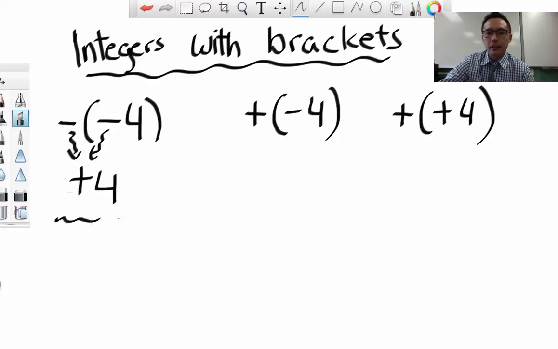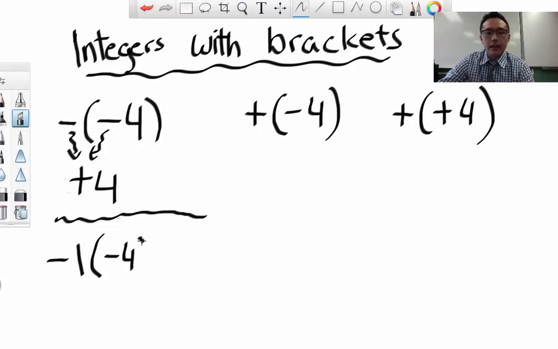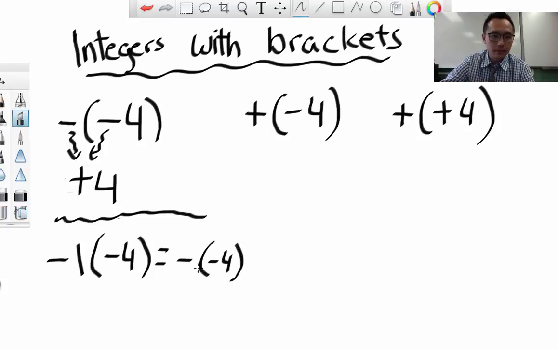In my next video, we're going to talk about multiplication. This one doesn't have a number, but it actually does. It actually has an invisible 1. People just don't like to write the 1 because it means exactly the same thing, because 1 times anything is the anything. So -1 bracket -4 is exactly the same as negative bracket -4. So that's just an invisible number. But the key here is that if you have bracket negative, it means a positive.